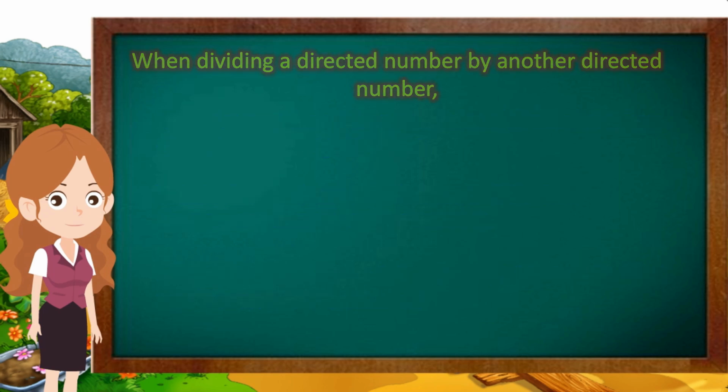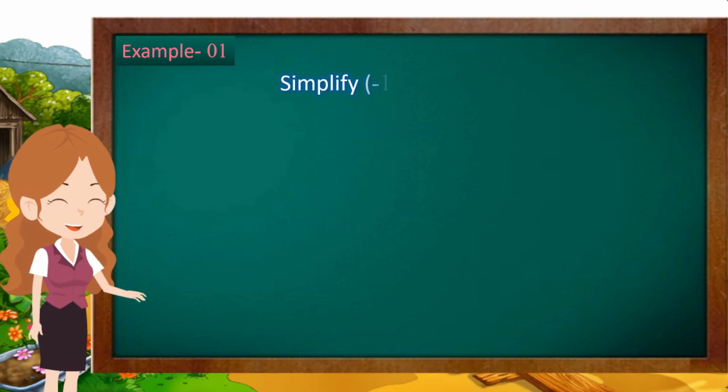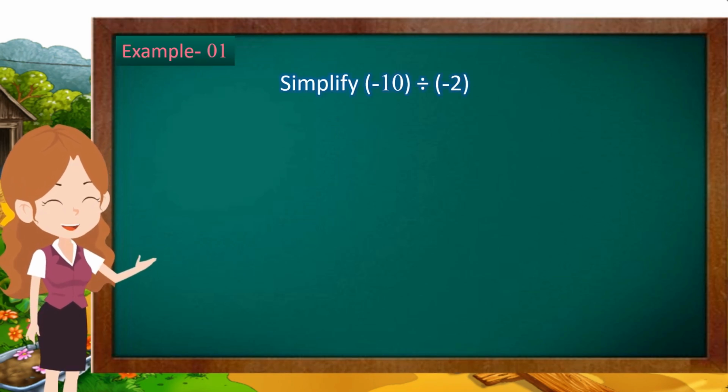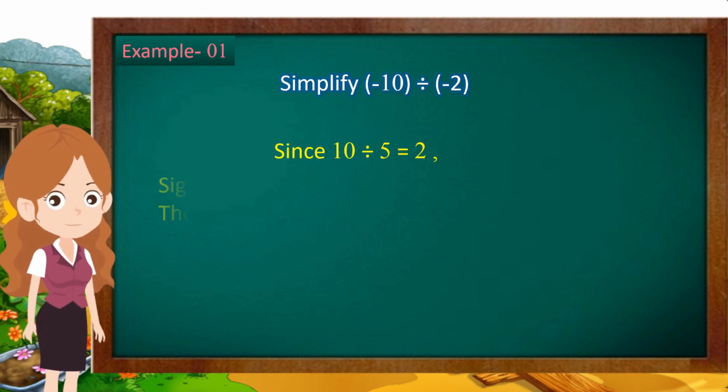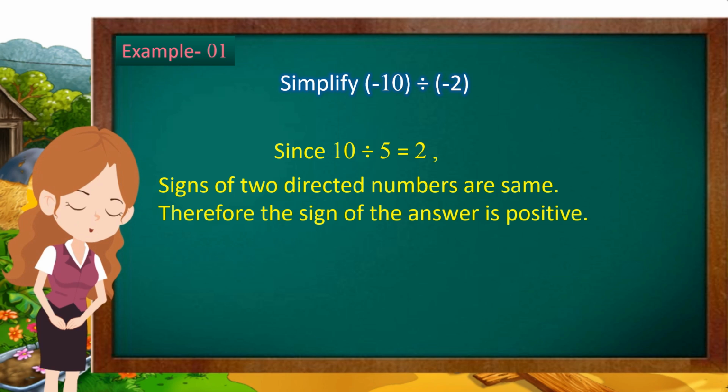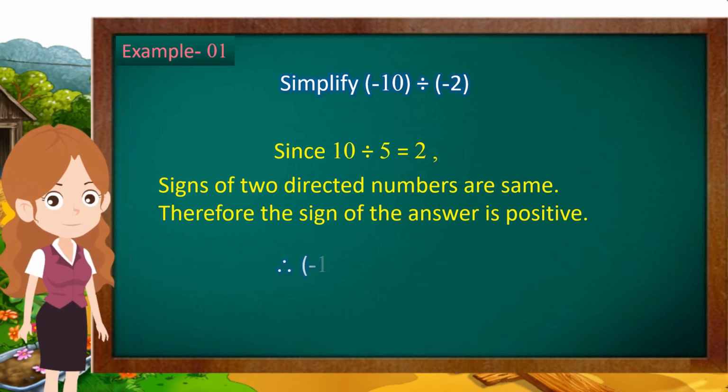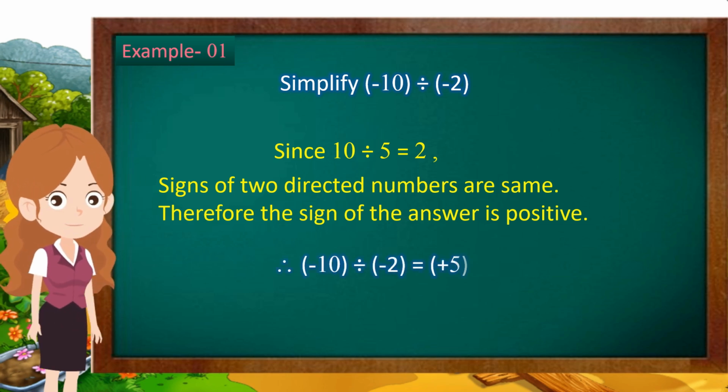Let us now consider how to divide minus 10 by minus 2. Since both these directed numbers have the same sign, the answer is a positive number. Accordingly, when minus 10 is divided by minus 2, the answer is plus 5. Let us now consider another example. For that, we divide the plus 8 by the minus 4.